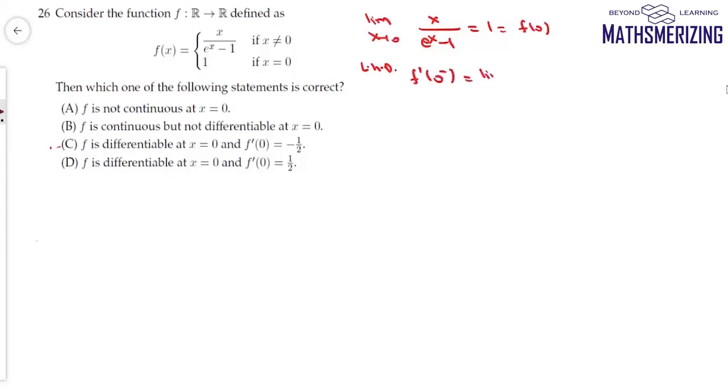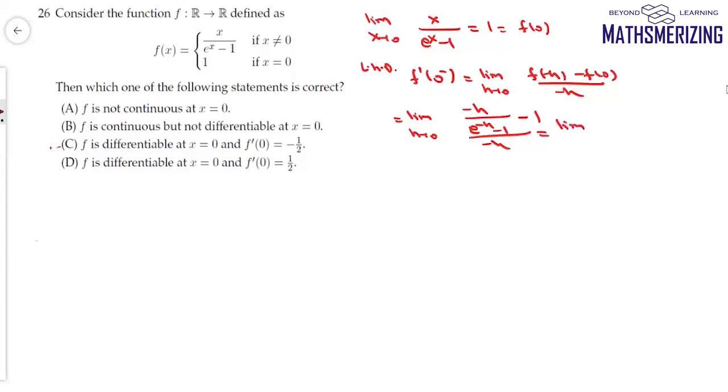So it'll be limit h tends to 0 of f(minus h) minus f(0) upon minus h. So I'll write it as limit h tends to 0. Now what is f(minus h)? It will be simply minus h upon e to the power minus h minus 1, minus f(0) is simply 1, upon minus h. So I'll write this limit as limit h tends to 0 of minus h minus e to the power minus h plus 1, upon minus h into e to the power minus h minus 1.